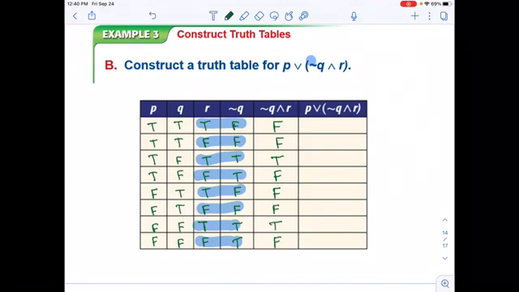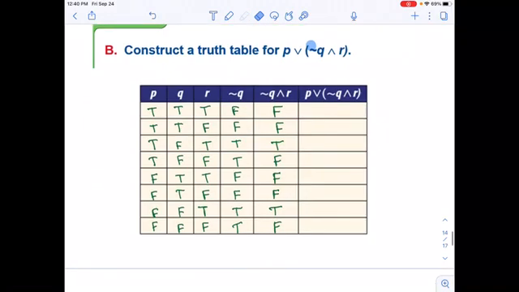So when it's an and, they both have to be true for our compound to be true. In this case, it is a conjunction. And then for my very last step, what it was asking me, I need to look at my not Q and R, and then my P column. And this time I just need one or the other to be true because it's an or statement.